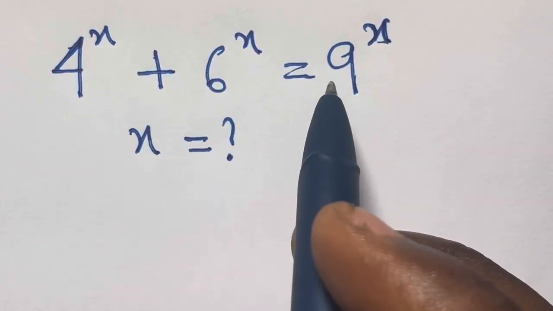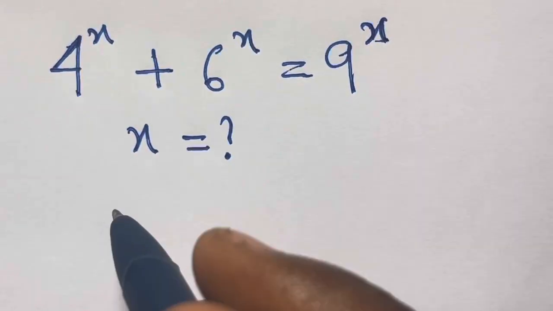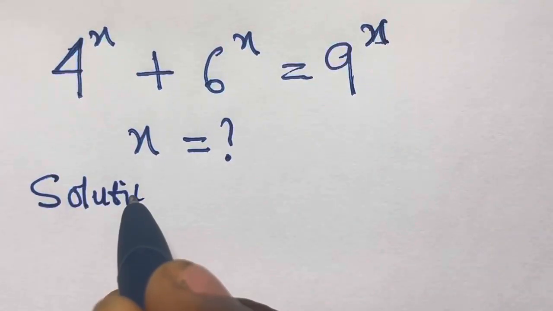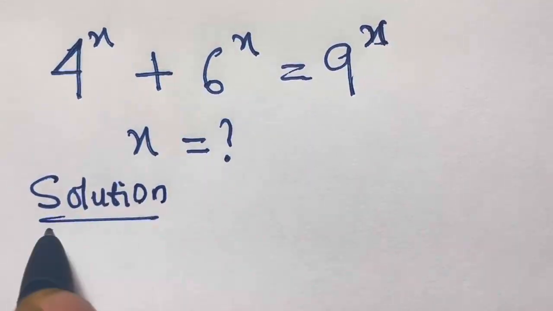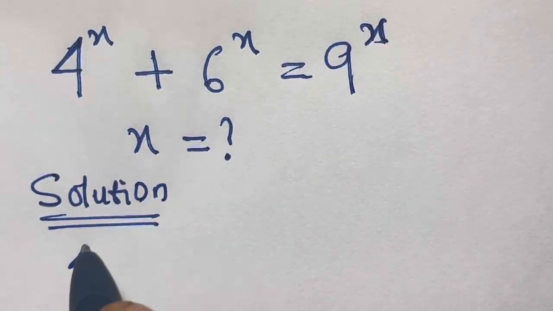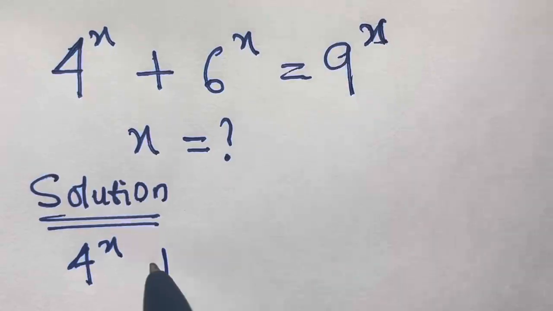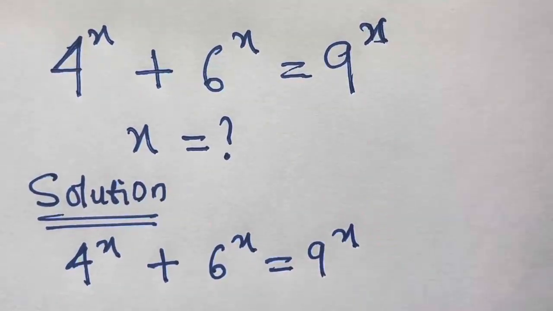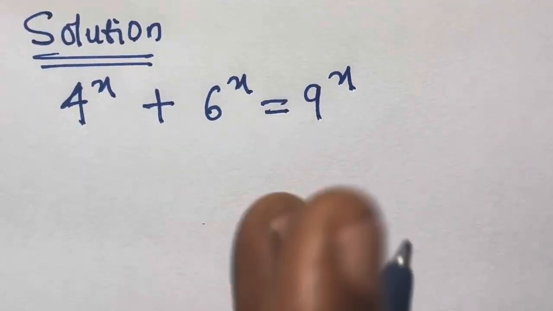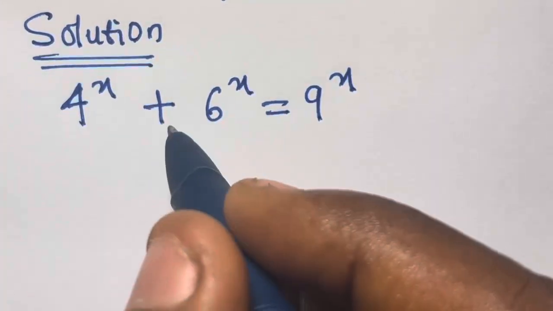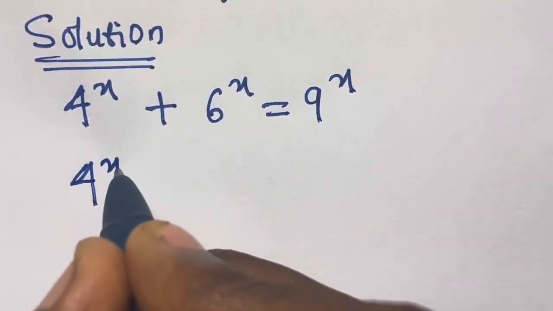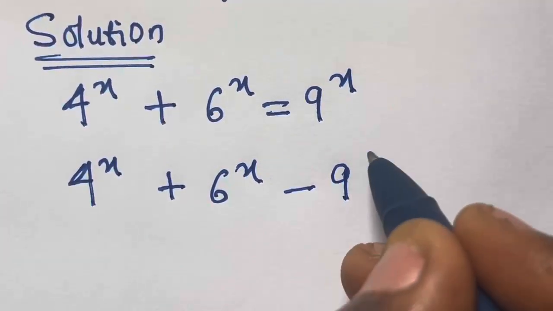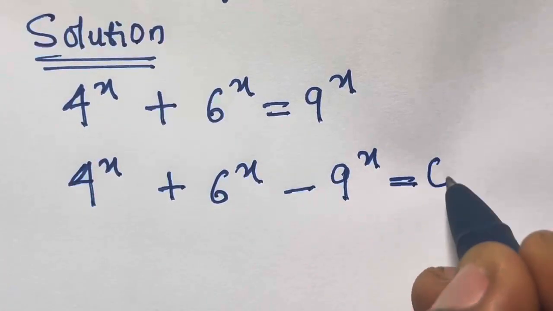In this video, we want to solve for x in 4 raised to power x plus 6 raised to power x equals 9 raised to power x. So let's say solution. We have 4^x + 6^x = 9^x. From here, if we transfer 9^x to this side, we have 4^x + 6^x - 9^x = 0.